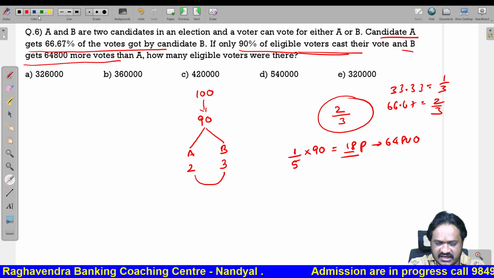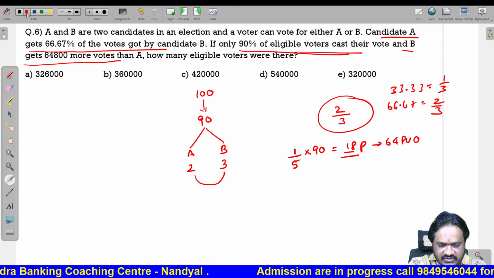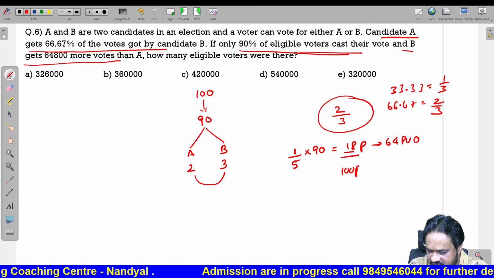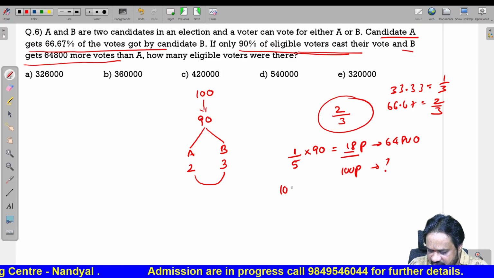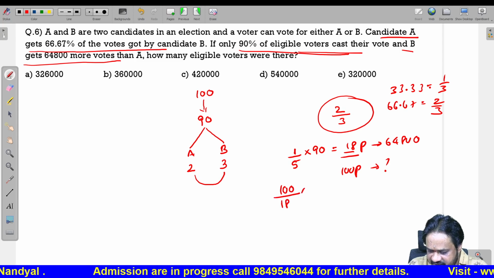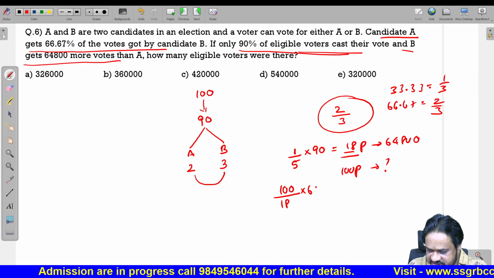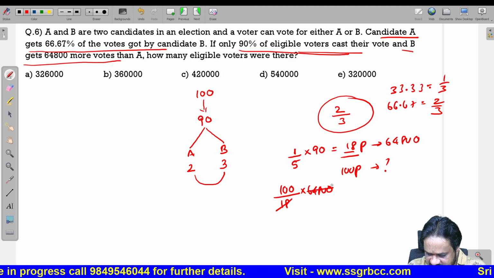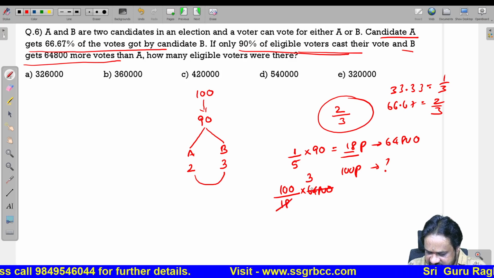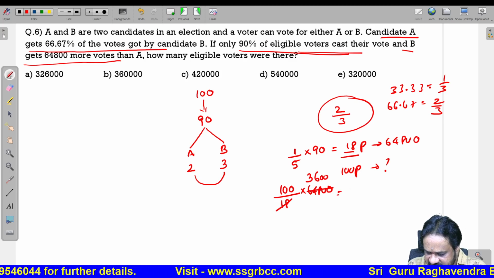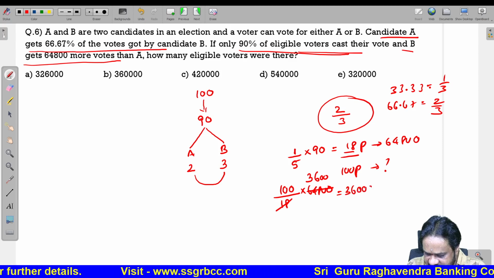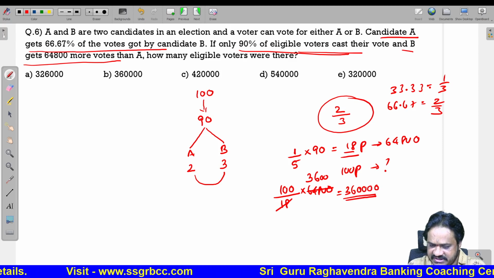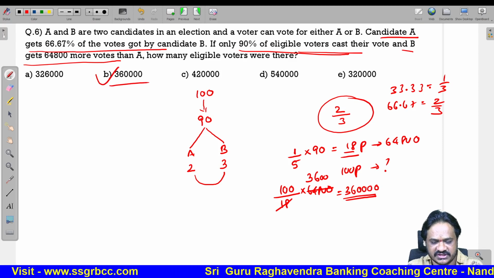100. We have to calculate 100. 100 is equal to how much? 100 parts is how much? More by less. 100 by 18 into 64,800. If you do the division, 18 3s 54, 18 6, that will give 3,60,000. Option 2 is the correct answer.